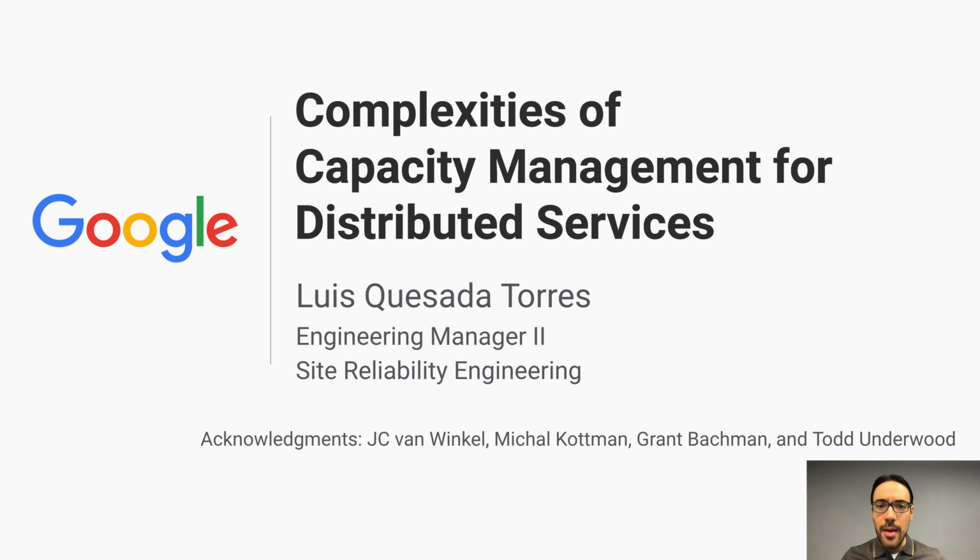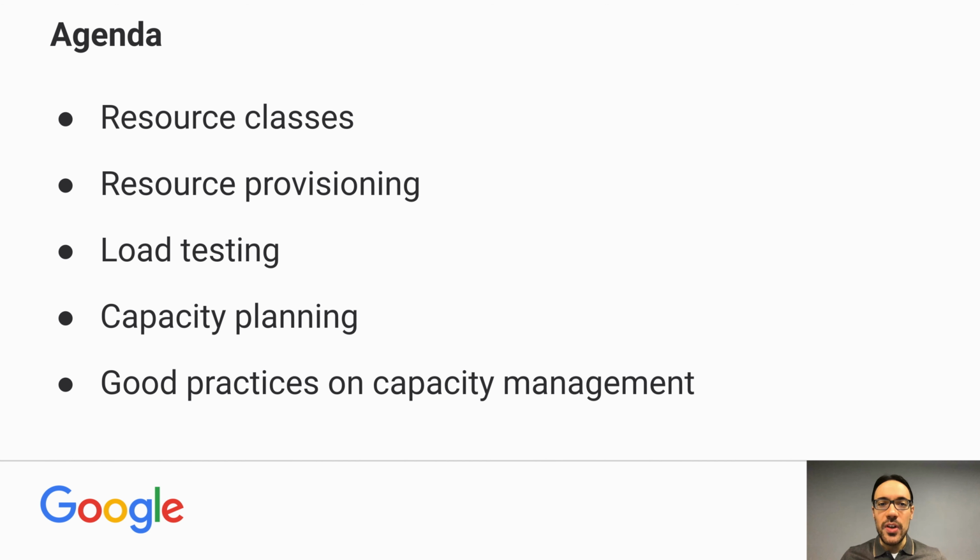In this tech talk, I am going to discuss some of the complexities of capacity management for distributed services. I will introduce common resource classes and some of their most notable particularities. Then we will see the difficulties in resource provisioning, that is, the process of appropriately allocating resources for each of the parts of a service and for the service as a whole.